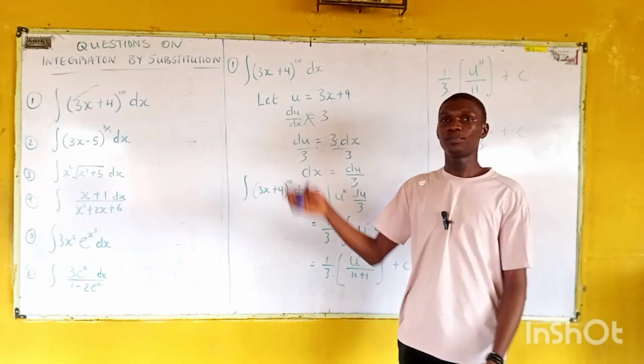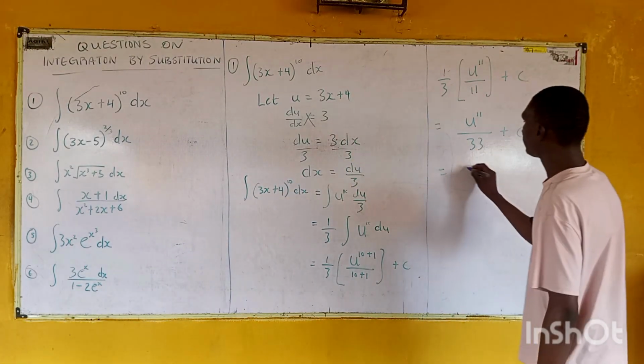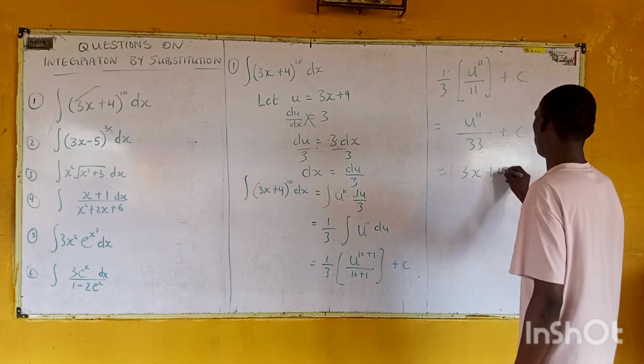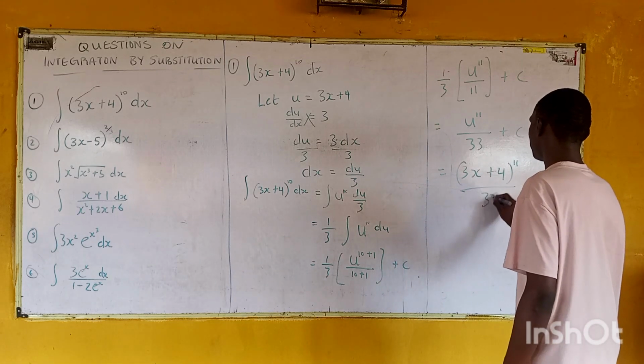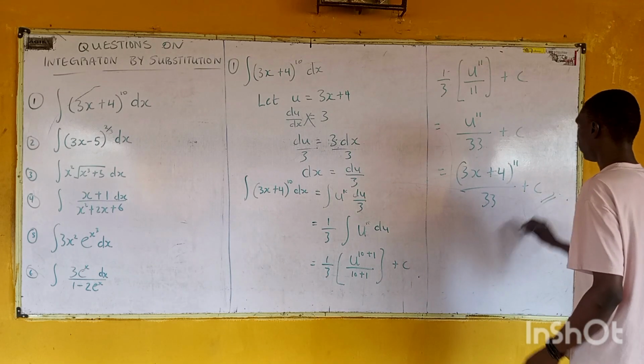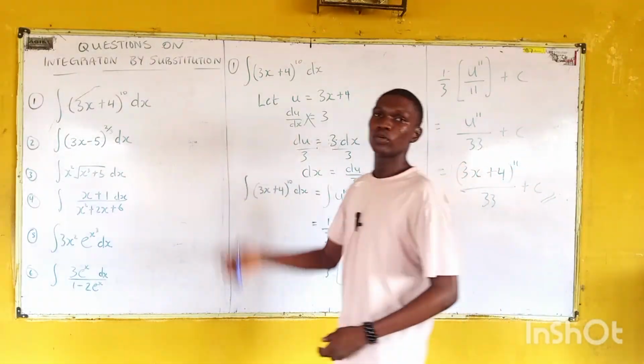Now, we represented our u using 3x + 4. We can bring that back and say (3x + 4) raised to power 11 over 33 plus c is our final answer for this question.